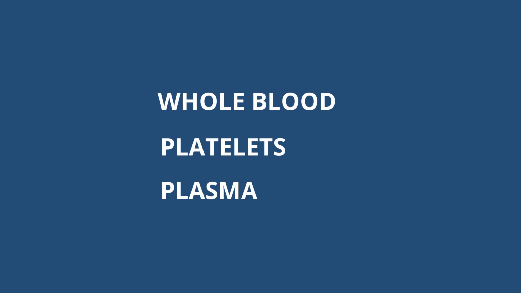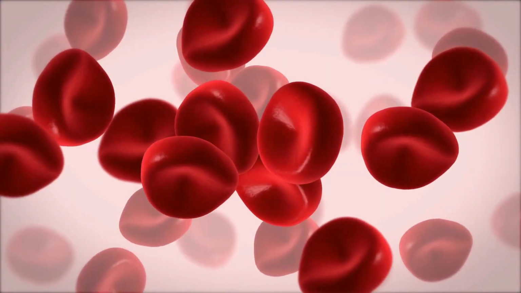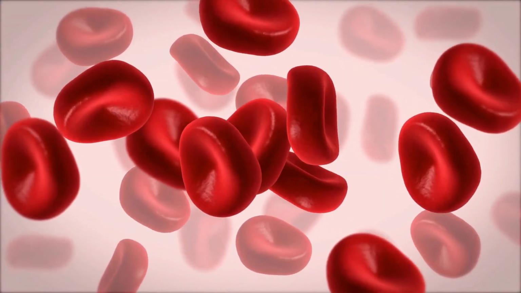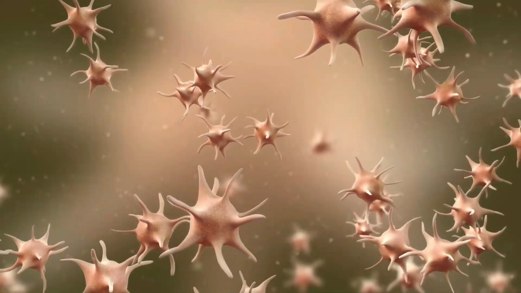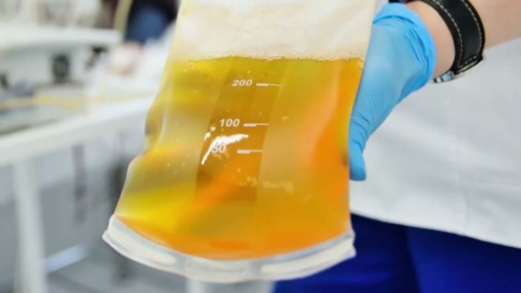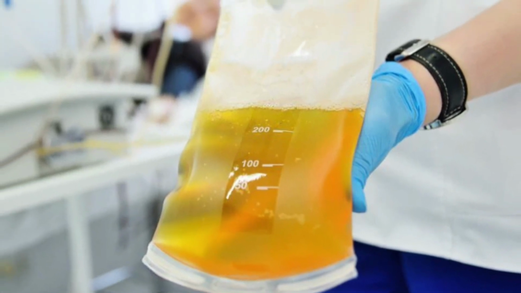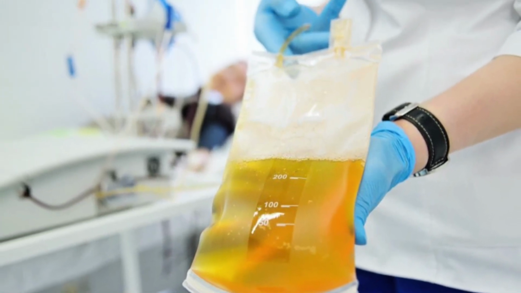Understanding the differences between whole blood, platelets, and plasma is essential for comprehending the complex mechanisms that ensure our survival. Whether it's the oxygen-carrying red blood cells, the immune defense provided by white blood cells, the clotting prowess of platelets, or the multifaceted functions of plasma, each component has its indispensable role in maintaining our health.